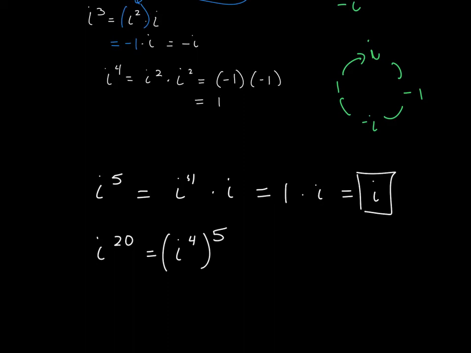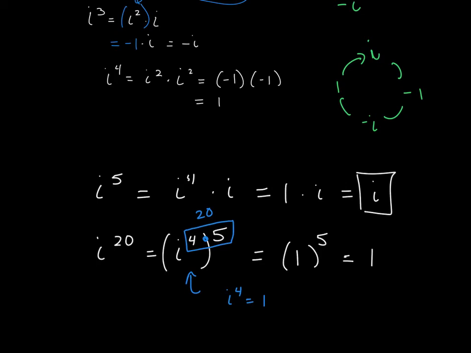Now, why am I doing this? Because I know that when I raise an exponent to an exponent, that is equal to 20. So I work on the inside of this first. I know that i to the fourth, again, is equal to 1. So all of this is equal to 1 to the fifth power, which is equal to 1.